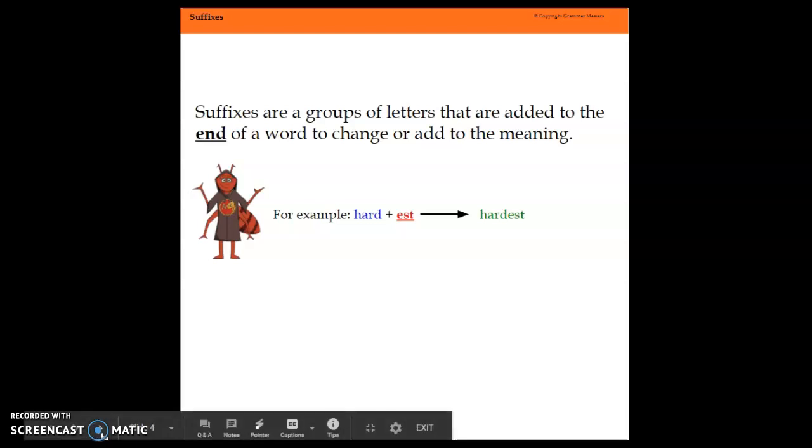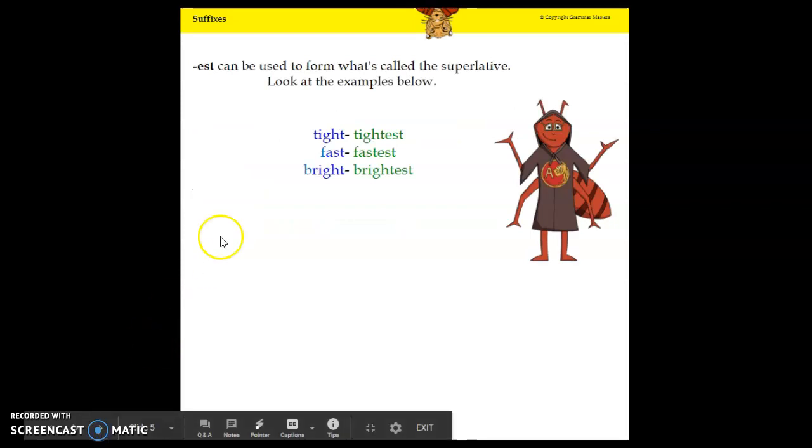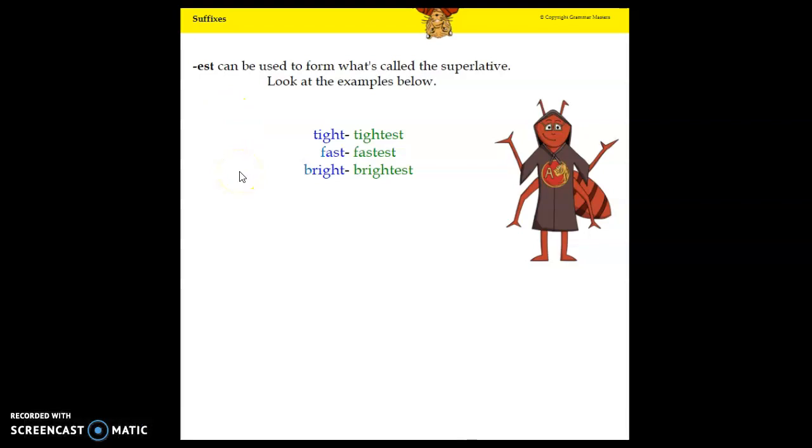We're going to have a little look at some more examples. So est can be used to form what's called the superlative. Now I want you to have a look at the examples below. So here are some adjectives and we've added the est suffix to all of them. So tight becomes tightest, fast becomes fastest, bright becomes brightest.